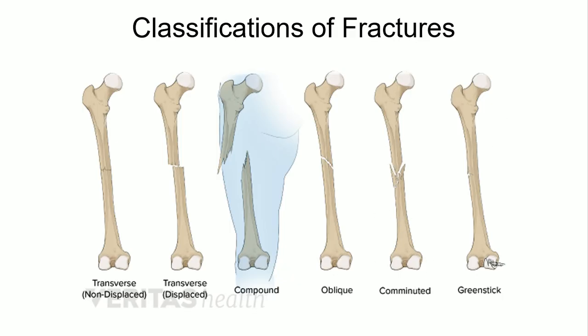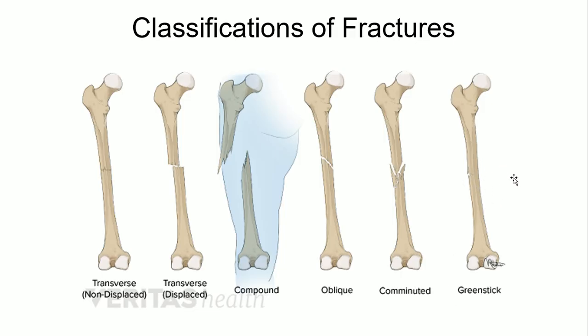Comminuted right here, that's a crush. So something happened that crushed the bone. Here, surgery is 1,000% required. Typically, surgeons will fill in this crush with some bone glue, this bony matrix that helps in healing and hardening. Then we have a green stick fracture, which is a break only on one side.